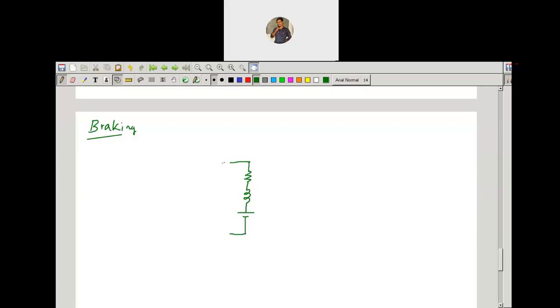So this is the armature resistance. And this dotted portion is the load, that is a DC motor. Now here, the armature current has to be supplied back to the source. Then we can call it a braking operation, right?